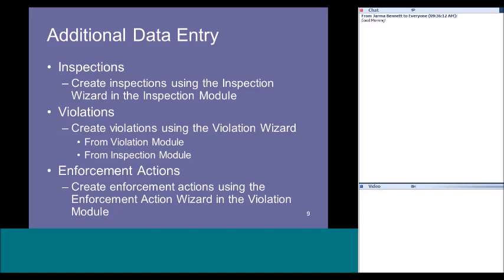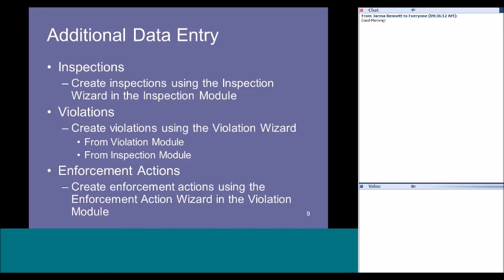Go back to violations. You create violations using the violation wizard. You can either do that from the violation module, or if it's associated with an inspection, there's a tab in the inspection module for alleged inspection violations. Again, you get more of a wizard format, so you get prompted as to what to enter, and a lot of the links are already made for you by either starting with the inspection or selecting the base regulatory measure, such as the one we just entered.